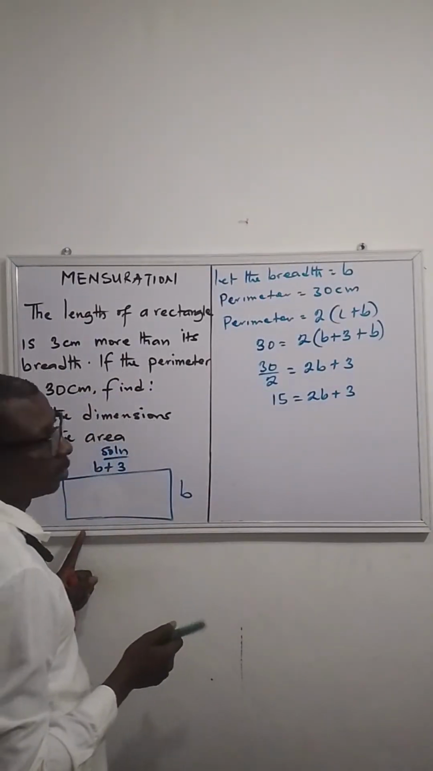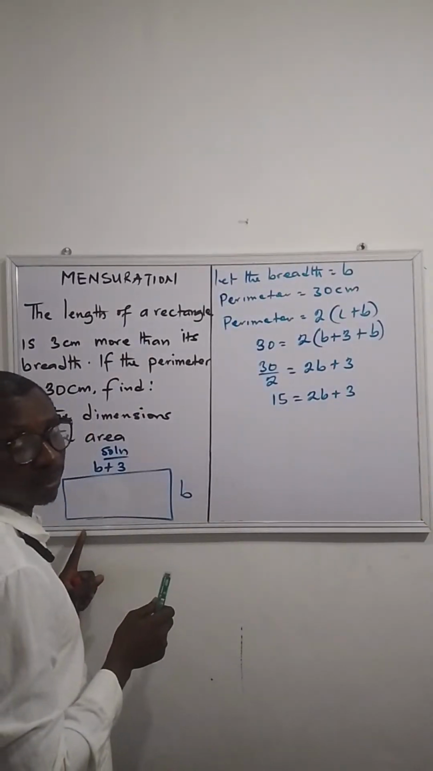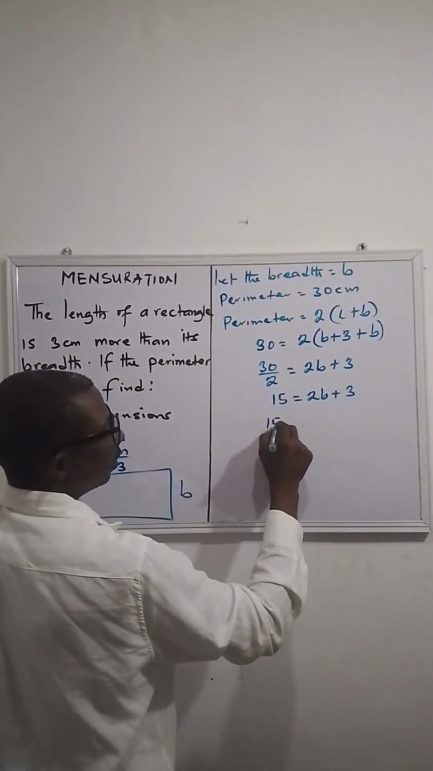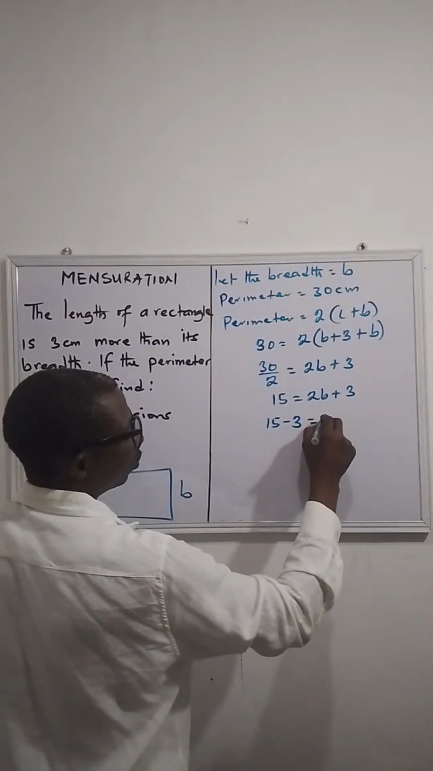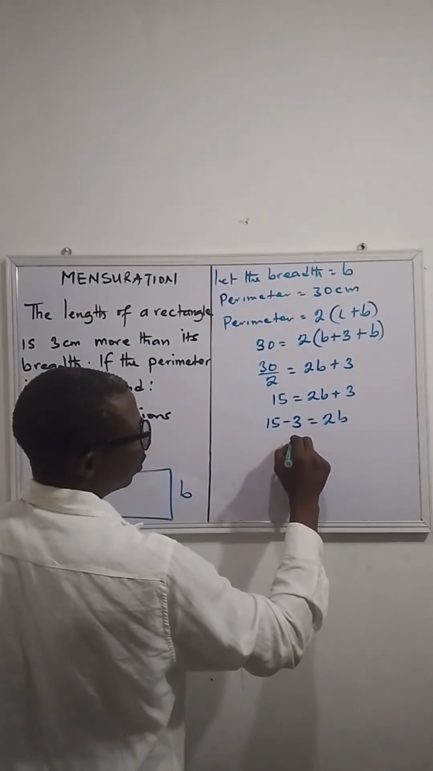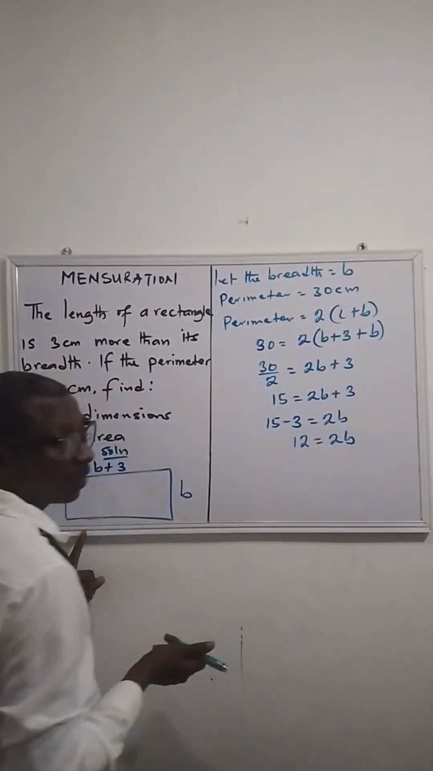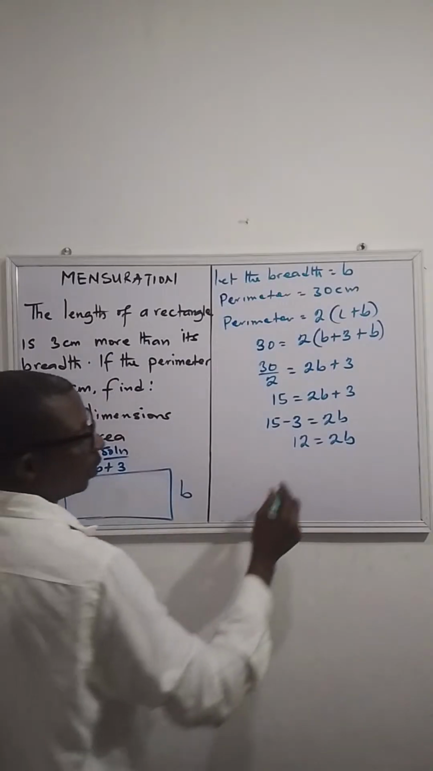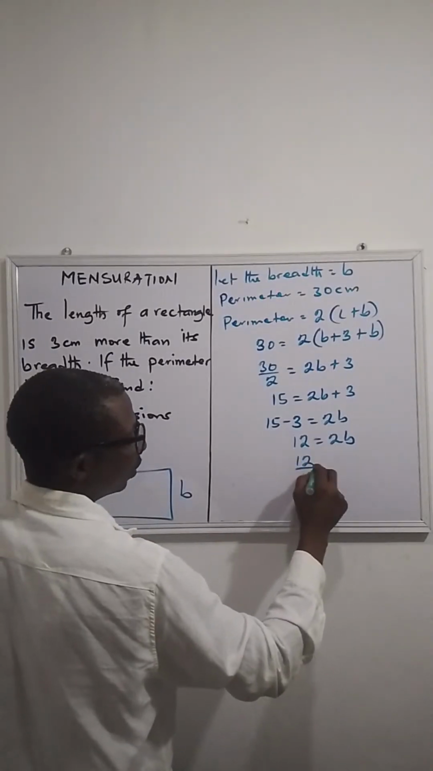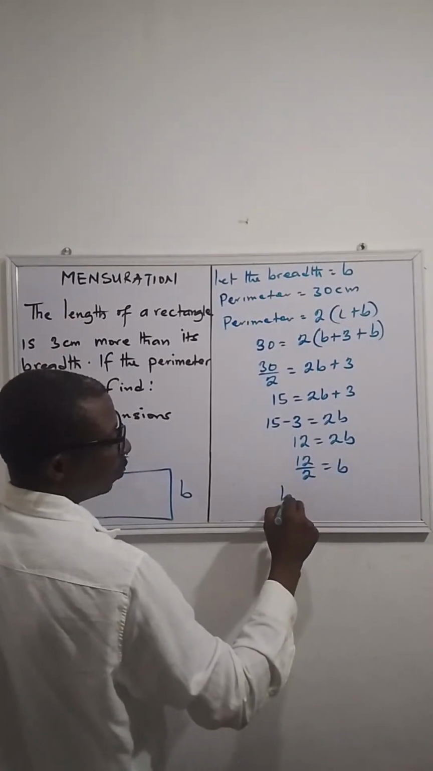Now you can subtract 3 from both sides. So we have 15 minus 3 equals 2B. So we have what? We have 12 equals 2B. Here you divide both sides by 2. When you do that, you have 12 over 2 equals B. So B is what?